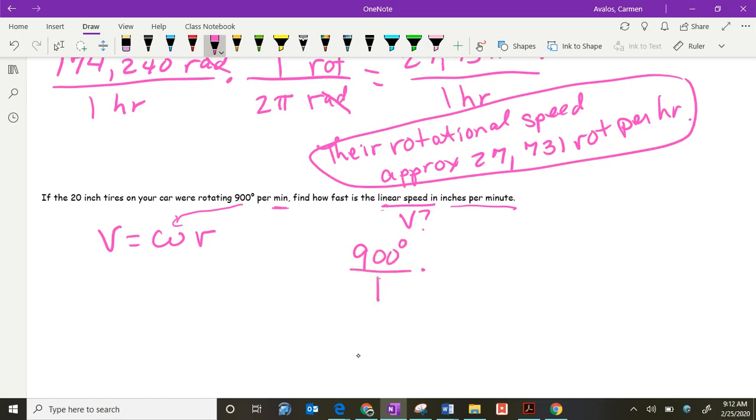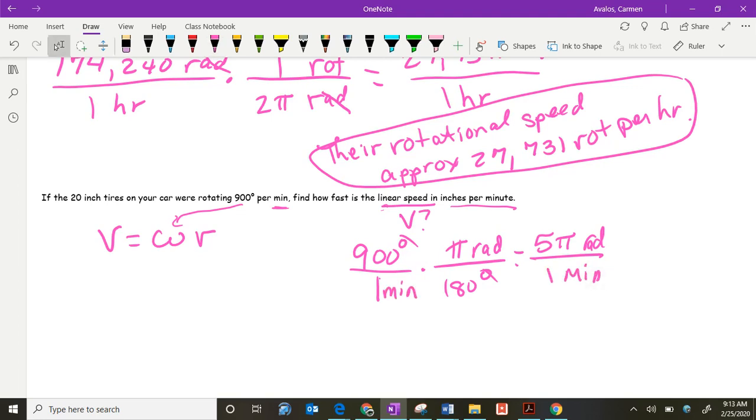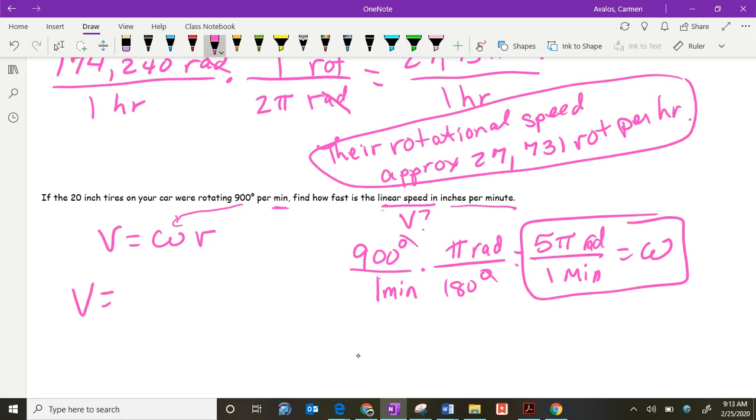So it's going to be over 1. And then this is degrees 180. And then this one here is going to be pi radians. The degrees are going to cancel. And it turns out that it's going to be 5 pi radians. And I guess we could put the minutes in here, per 1 minute. And so that's going to be your omega because now it's in radians. So we want to know what V is. So we're going to do 5 pi per 1 minute.